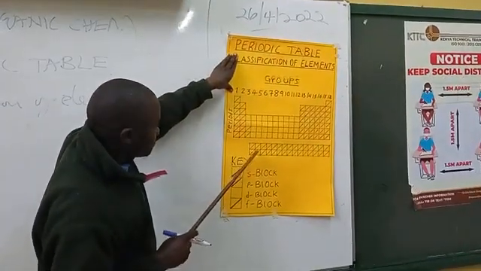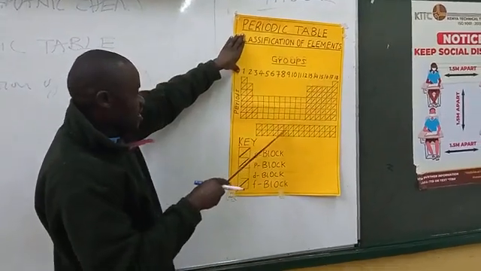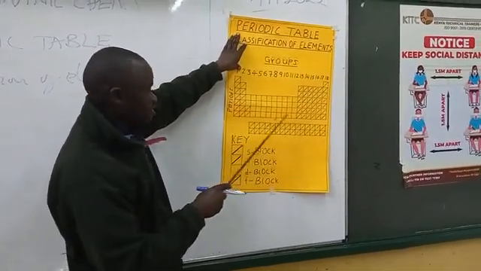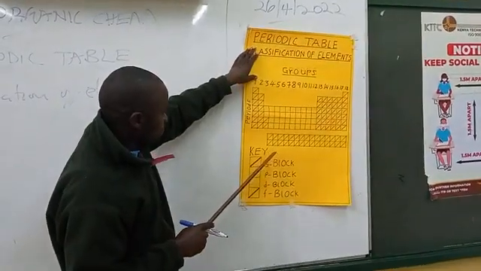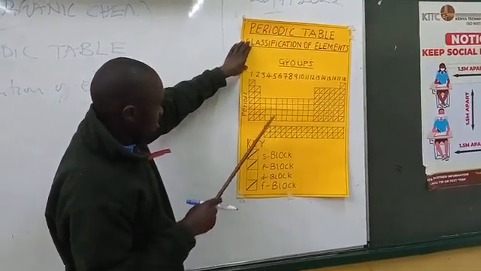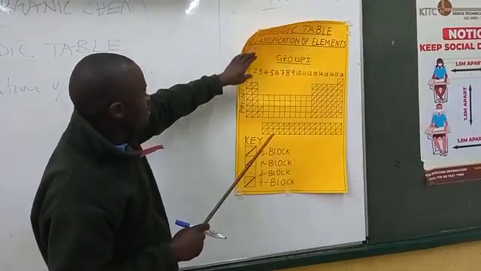Then on the lower side, we have the F block elements. Those are the actinides and the lanthanides. So that's how they are classified.